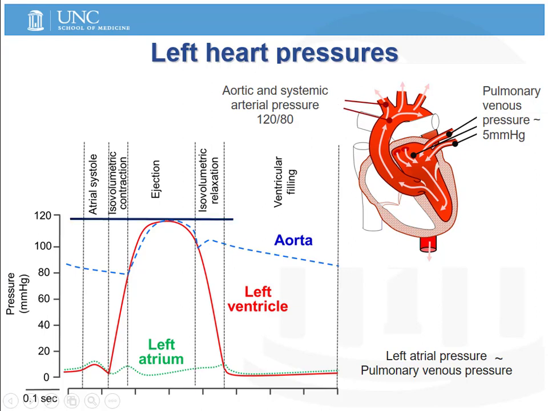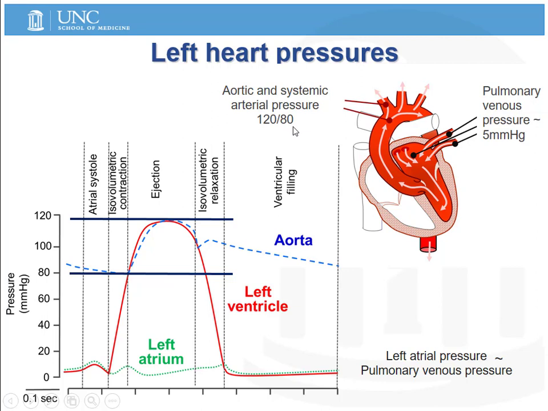The aortic pressure peaks during ventricular systole at around 120 millimeters of mercury and has a minimum value during ventricular diastole at around 80 millimeters of mercury. These values, 120 systolic and 80 diastolic, are considered normal pressures.